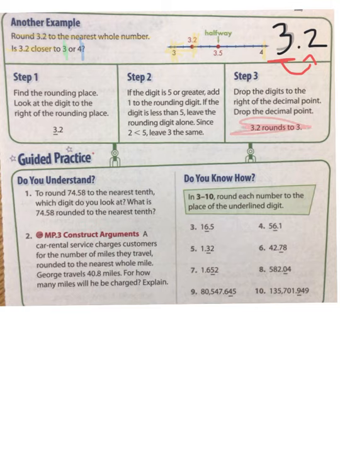All right, let's go to our guided practice. Do you understand? To round 74 and 58 hundredths to the nearest tenth, which digit do you look at? What is 74 and 58 hundredths rounded to the nearest tenth? All right, so we're going to write this down right here. We have 74 and 58 hundredths, okay?